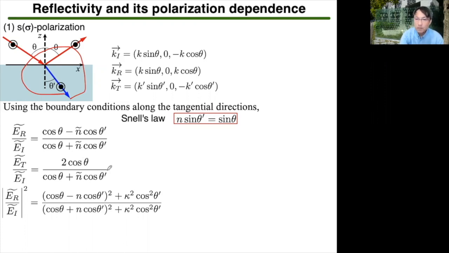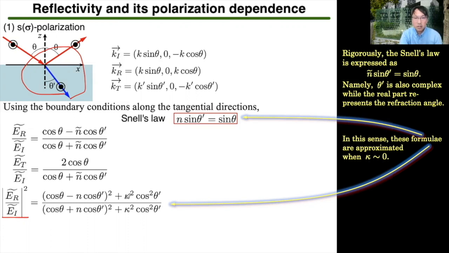We obtain the formula by replacing n by n tilde, as shown in this formula. The observable reflectance is expressed by this formula as a function of theta, theta prime, n, and kappa. As shown in the next slide, the reflectance in the S polarization increases with increasing theta.